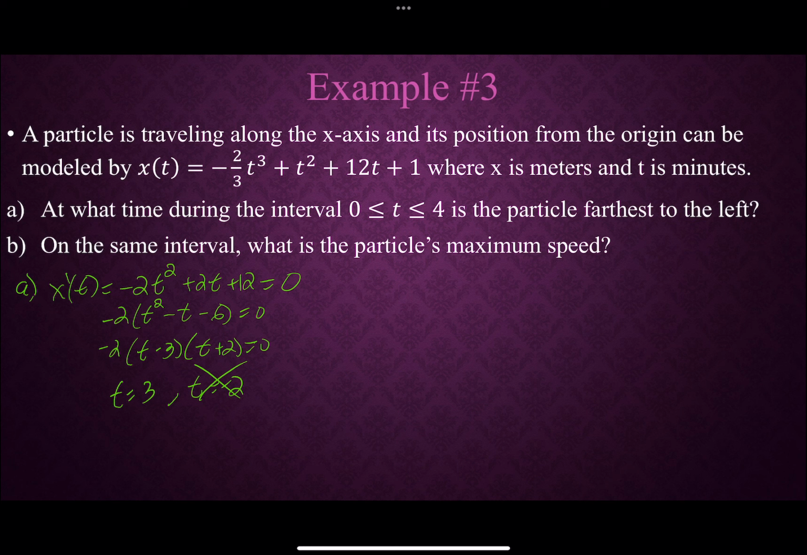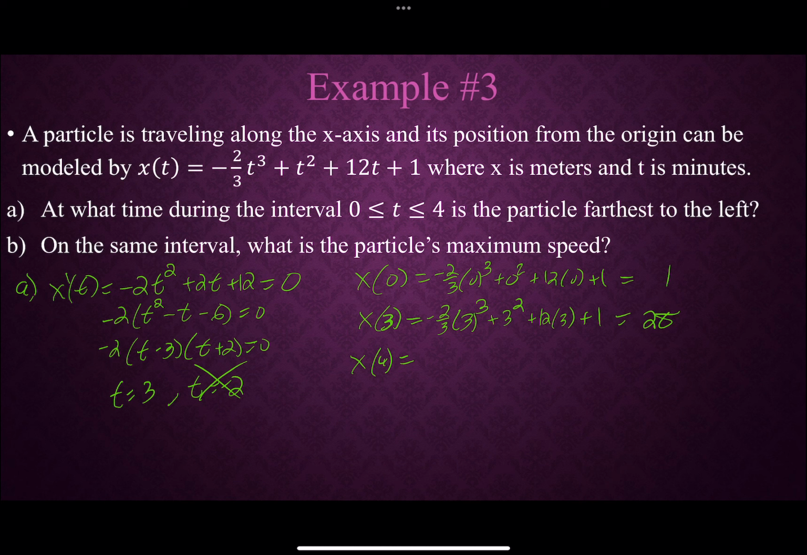So we're going to use that value and our endpoints, and see which one is furthest to the left, because this could be moving right or moving left. We're not quite sure what's going on. So we want to find the position at 0, at 3, and at 4. Plugging 0 into the original, negative 2/3 times 0 cubed, plus 0 squared, plus 12 times 0 plus 1, we obviously get 1. All the other terms go away. Doing the same with 3, negative 2/3 times 3 cubed, plus 3 squared, plus 12 times 3 plus 1, we get 28.